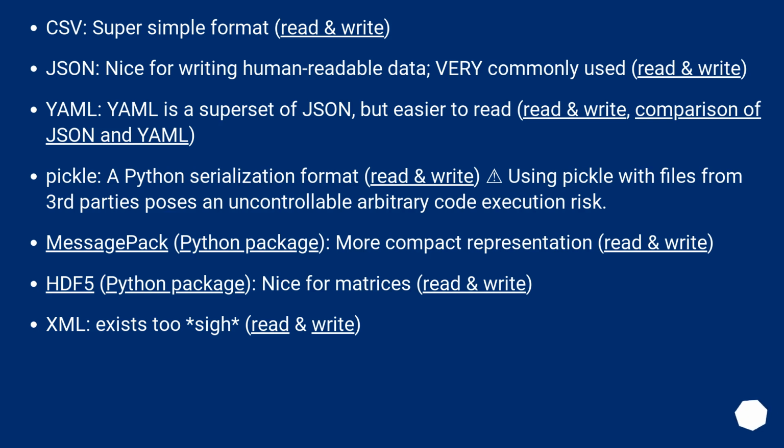Alternatives. CSV: super simple format, read and write. JSON: nice for writing human readable data, very commonly used, read and write. YAML: YAML is a superset of JSON, but easier to read and write, comparison of JSON and YAML.